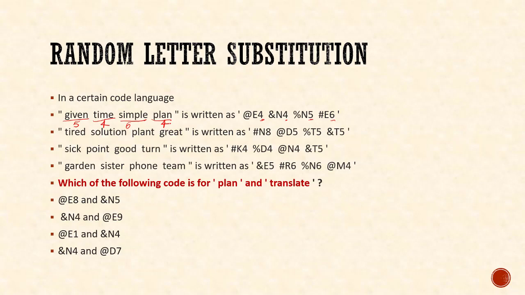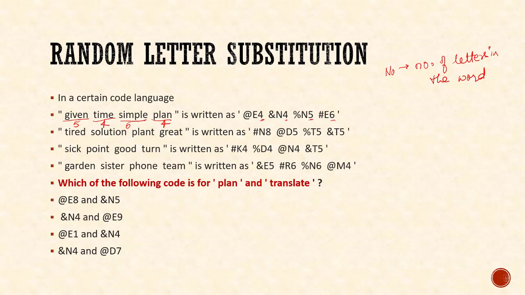So there are 2 4-letter words, 1 5-letter word and 1 6-letter word. And also in the codes, I can see at 2 places I have 4, at one place I have 5 and one place I have 6. So now I can conclude that the number in the code represents the number of letters in that word. Okay. Now there are 2 4-letter words, time and plan.